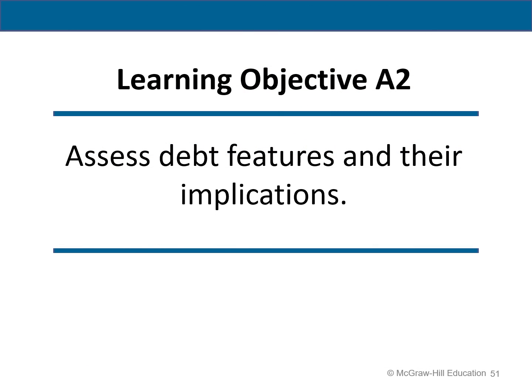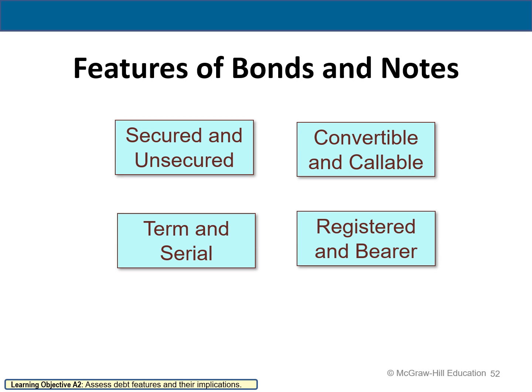All right, so assessing debt features and their implications. Features of bonds and notes. Secured bonds and notes have specific assets of the issuer that are pledged or mortgaged as collateral, right? So if the issuer fails to pay the interest or the par value, the secured holders can demand that the collateral be sold and the proceeds be used to pay the obligation.